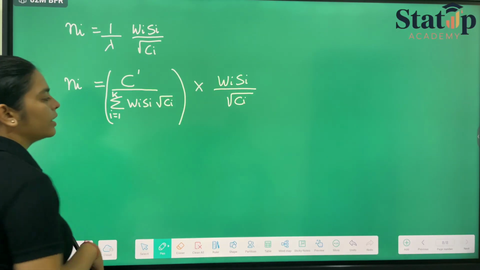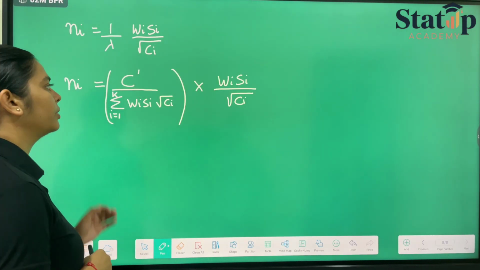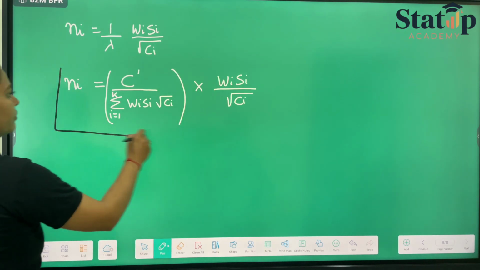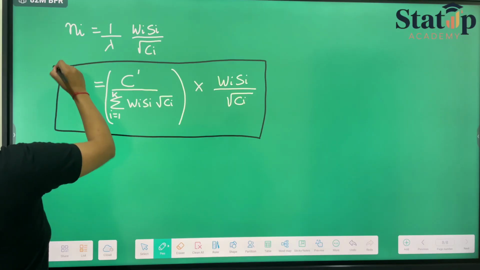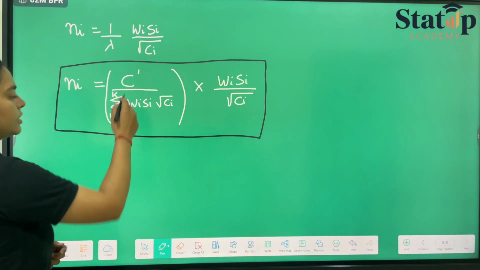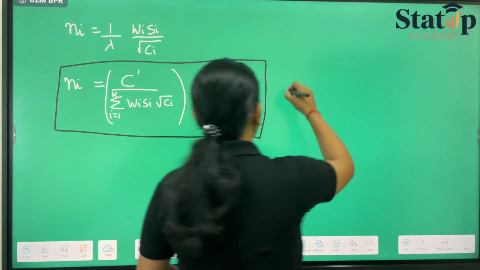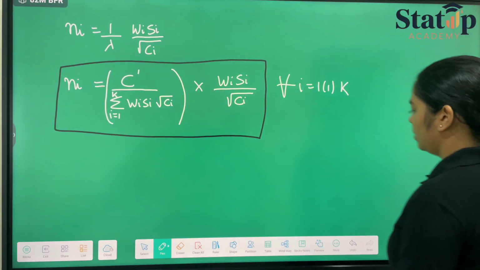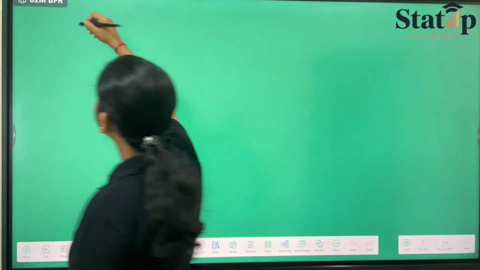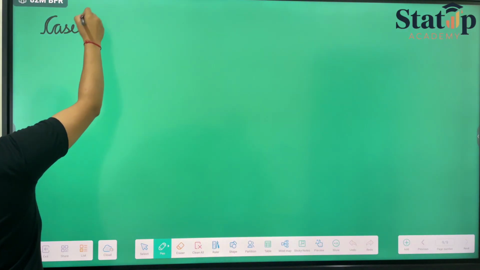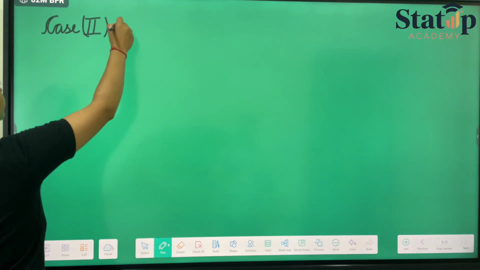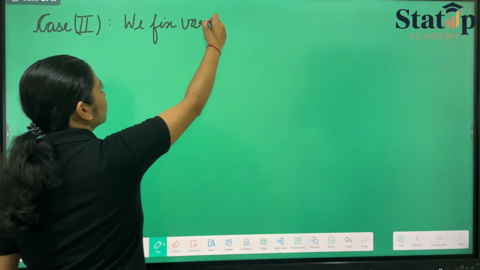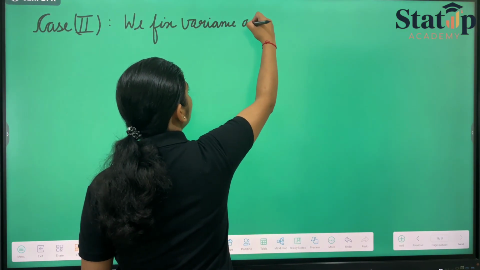Now this Ci and this Ci, or Wi and Si, cannot be equated because here it is summation and they are without summation. So this will be the value of Ni, the sample size in the case when cost is fixed, which is C dash, and our variance is to be minimized for all i goes from 1 to k. Now the second case arises. We fix variance and minimize cost.